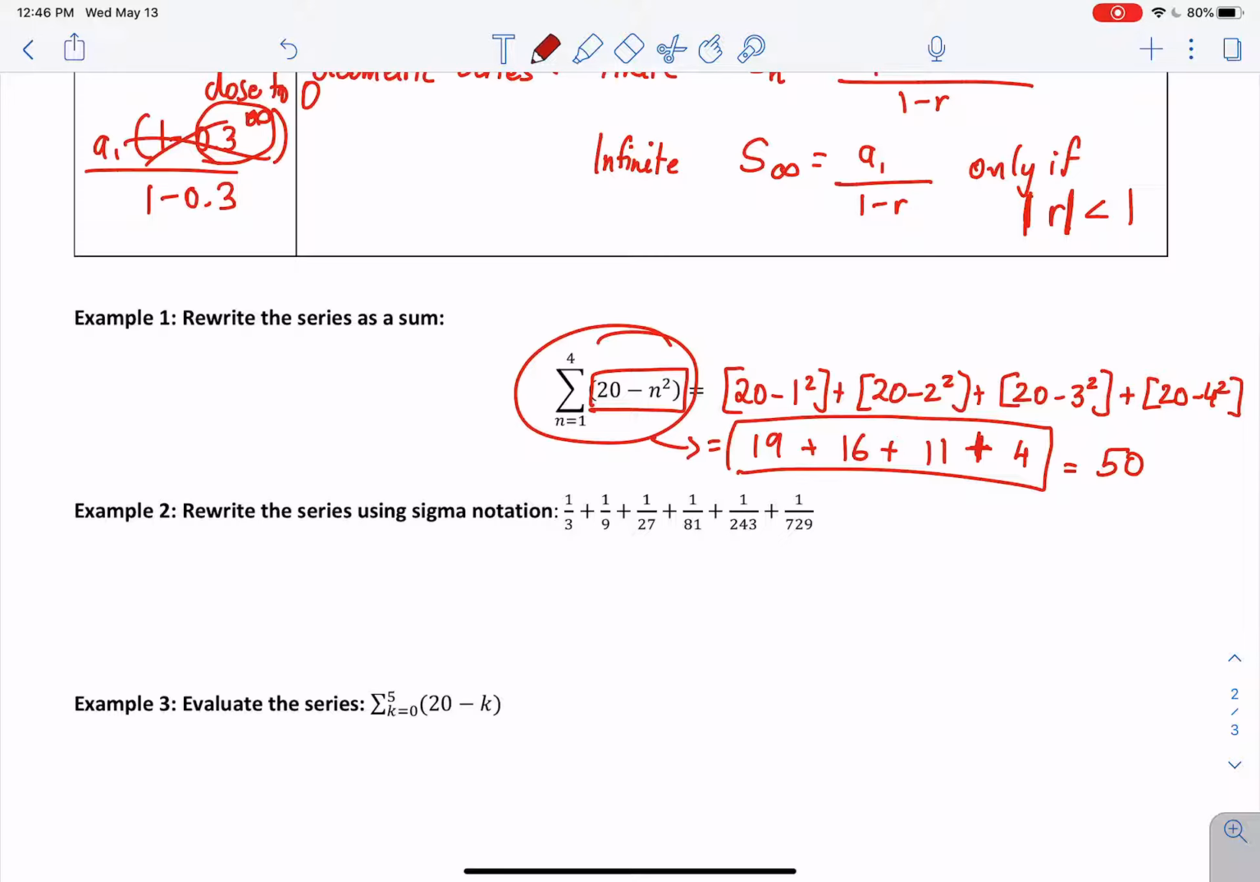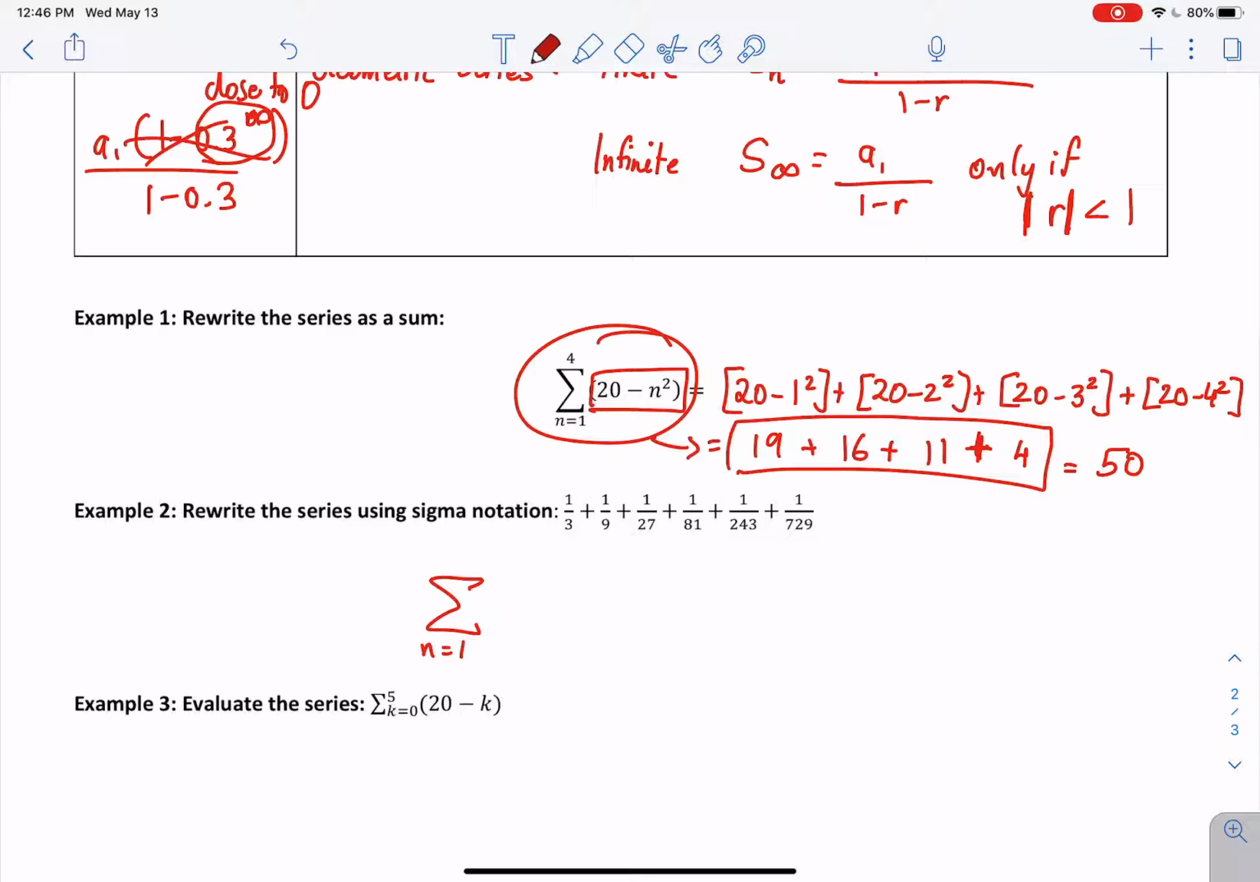And let's do the opposite. So here we have a series written out. We want to write it in sigma notation. So we're going to write a sigma. Usually we start at n equals 1. You can start this anywhere you want, but your formula would change based on that. So usually I do n equals 1.